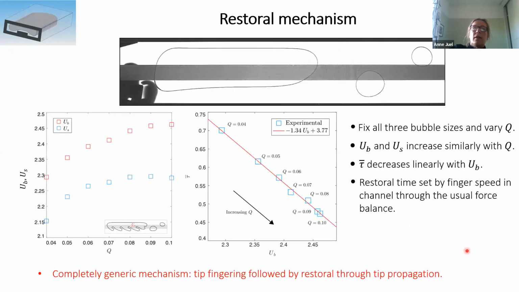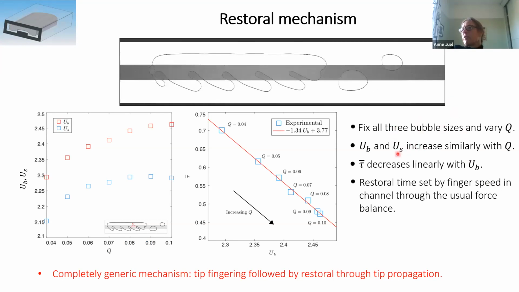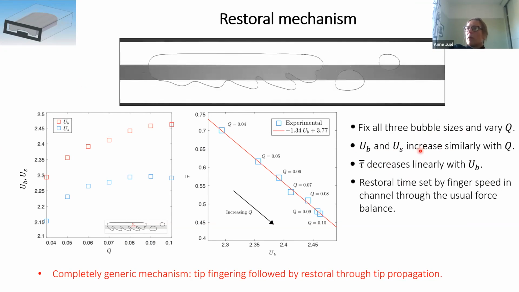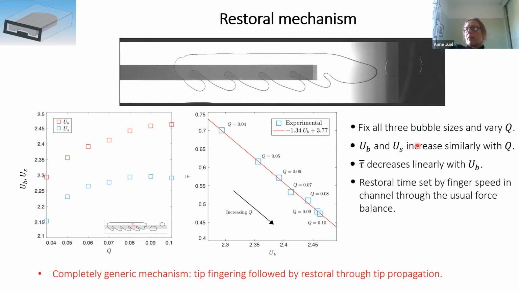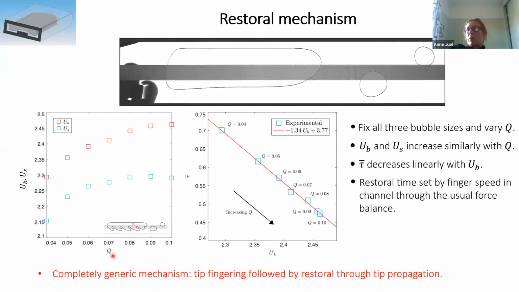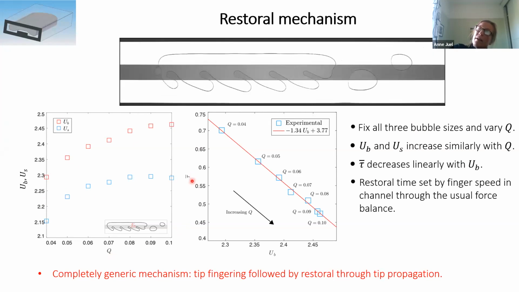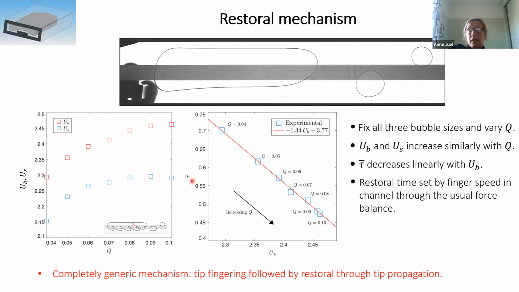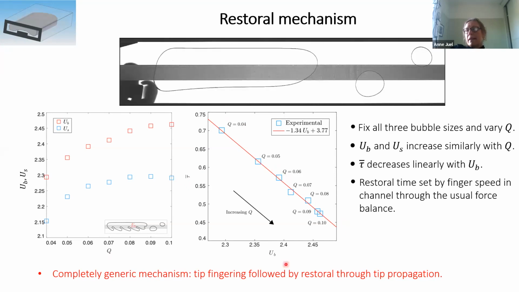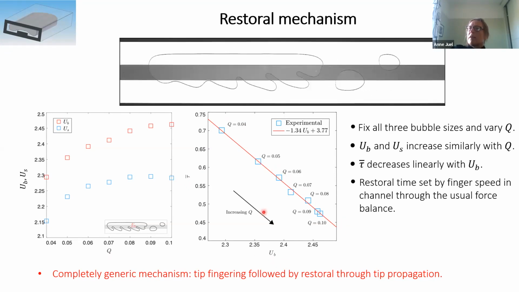And then you can ask, how does this advection speed depend on the propagation of the bubble? So you can fix all three bubble sizes and just vary the flow rate, and you can look at UB, the bubble speed, and US, the advection speed, and you can see that they increase reasonably similarly, to leading order, with the flow rate. And if you look at the time scale of the period of the oscillation, you find that it actually decreases linearly with UB for increasing fluxes.